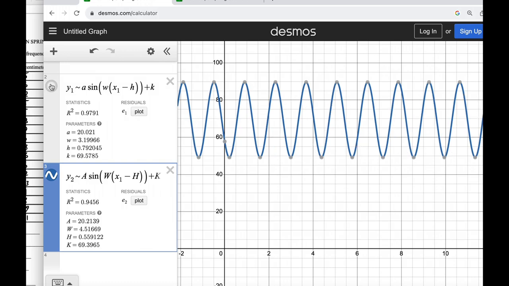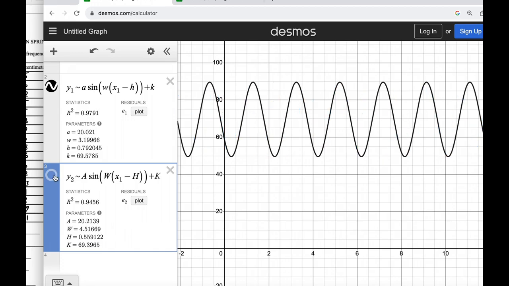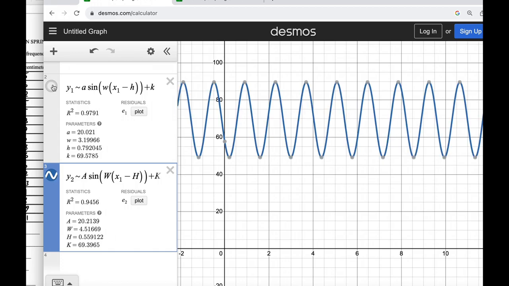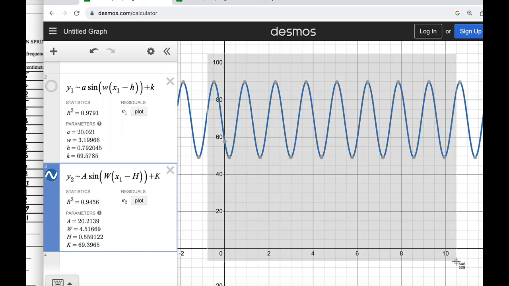How do you think the period compares of the new wave versus the old? Is the period larger or smaller? Is the frequency of the new wave higher or smaller? So let's calculate all those things now.